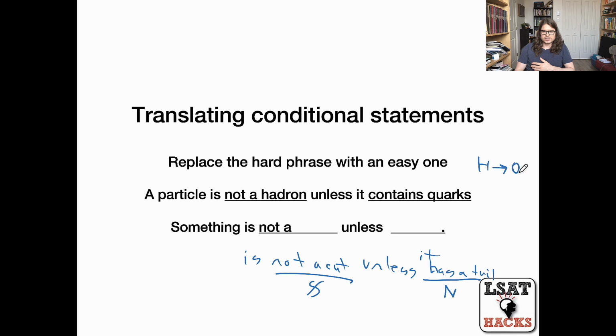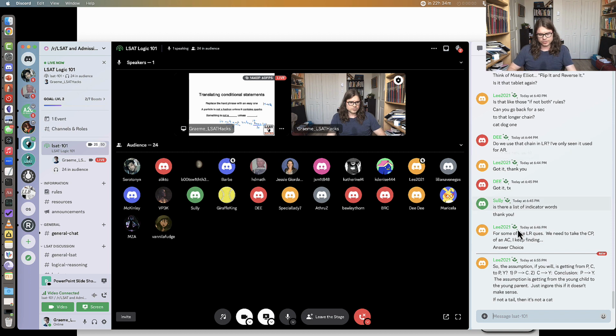So the way you draw this is hadron, then it contains quarks. H arrow Q. Does that make sense? You take out the nouns, replace them with cat and tail, and translate the sentence that way and figure out what they mean. If anyone has an example of a conditional statement that really stumped them, I would love to see that, because we can write it down, do the same exercise, and work out how it goes.